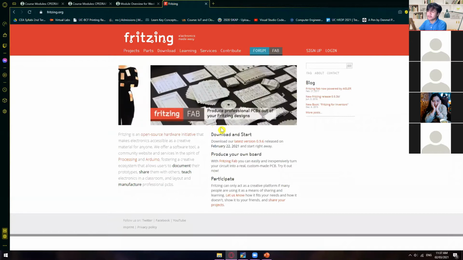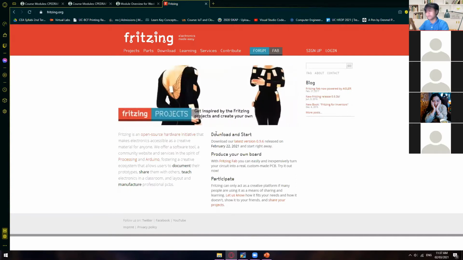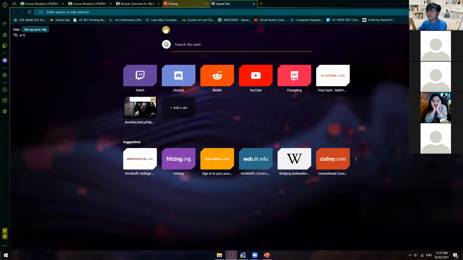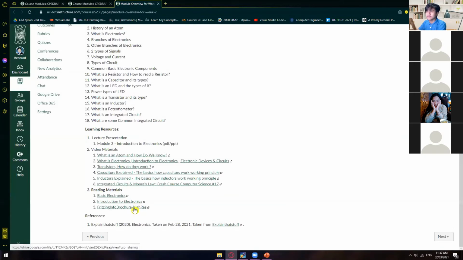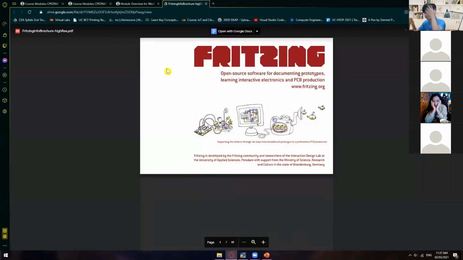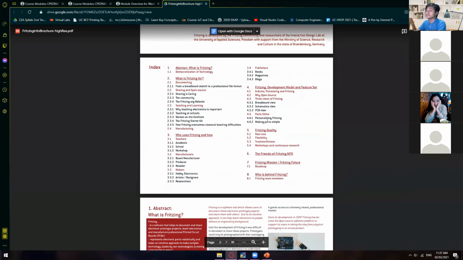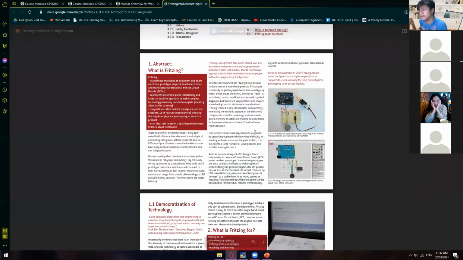quite more user friendly. Let's say that this one is for beginners, and EagleCAD is the one being used in industry, for professionals. Right, so Fritzing is an application that will give you virtual components.